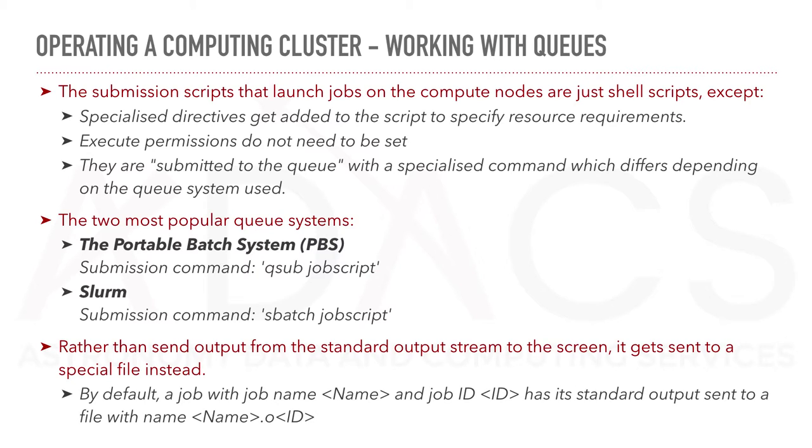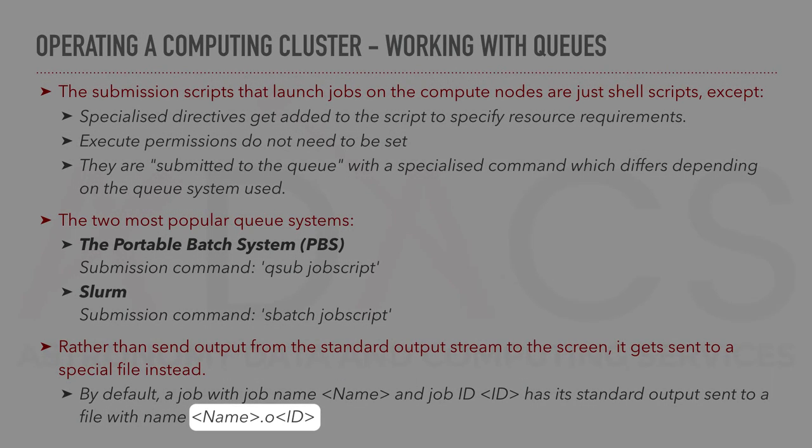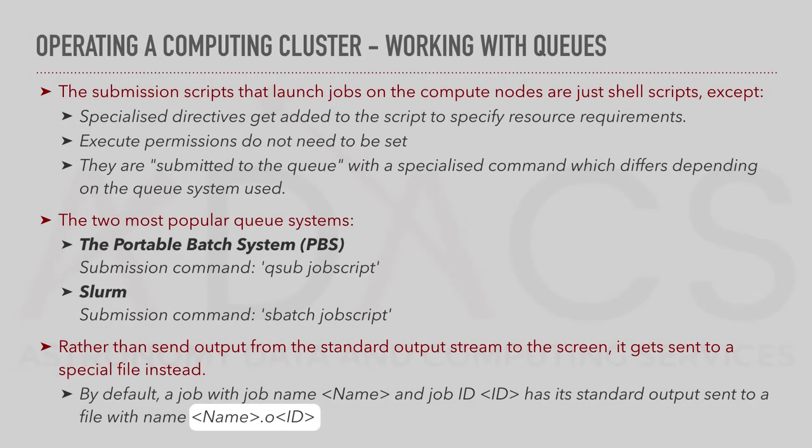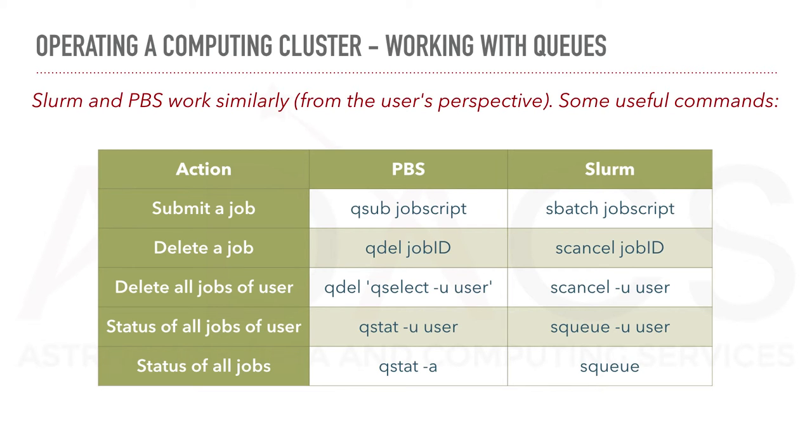Lastly, because there is no way of knowing where or when the job will execute, it is not practical to monitor the output of the job with the shell we submitted it in. For this reason, the standard output produced by the job is sent to a file. By default, for a job with a given name and ID, this file will be named name.o, followed by the job ID. PBS and Slurm work very similarly as far as the user's experience is concerned. This table lists, for each system, the commands which submit, delete, and pull the status of jobs on the cluster.